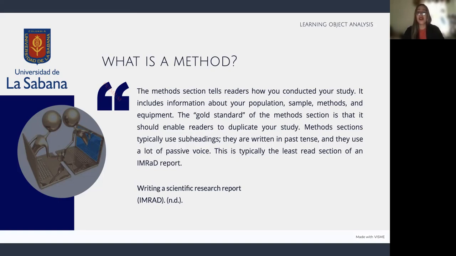The gold standard of the method section is that it should enable the reader to duplicate your study. The method section typically uses subheadings, is written in past tense, and uses a lot of passive voice. It is typically the second section of an IMRAD report.